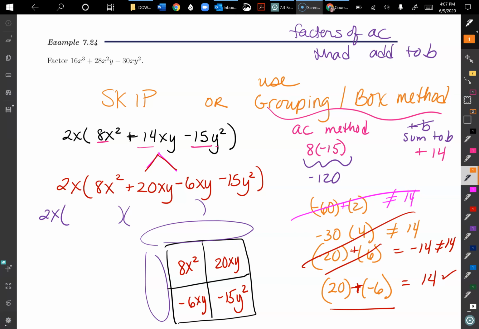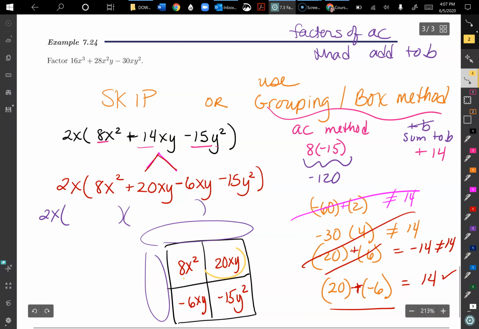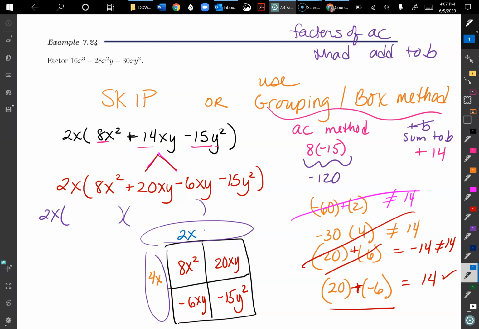Okay, so first I'm going to look at my 8x squared and my 20xy. So I'm looking at this first row. And I can pull out a 4x out of that. And that will actually leave me with a 2x up here. And then it'll leave me with a plus 5y right here. I'm just doing area model multiplying on a grid. So we have on the next row, right here, I have negative 6xy and a minus 15y squared.